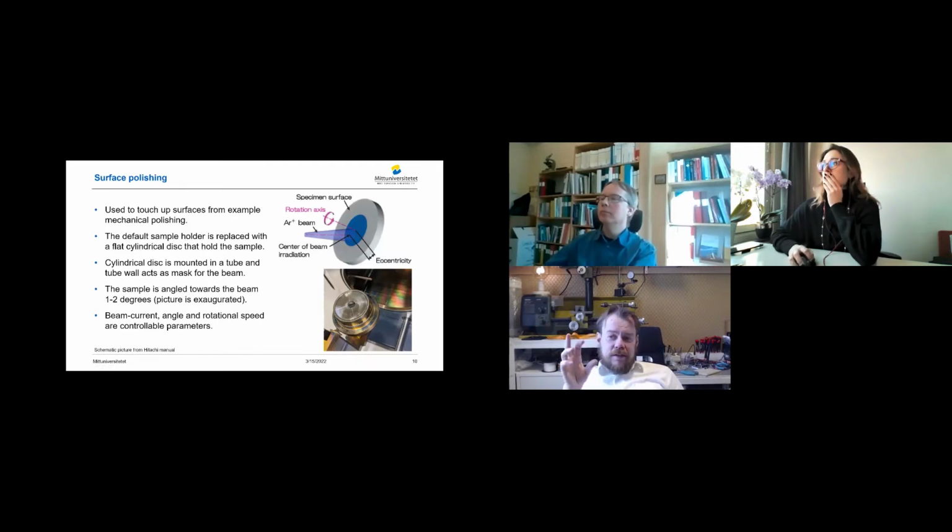And that tube will act like the mask. So the angle of that whole setup is almost completely parallel to the beam. So the beam is just passing straight over the surface in a very gentle way. This schematic picture is a little bit exaggerated. It looks like 45 degrees, but most of the time it's 1 or 2 degrees when you run this technique.